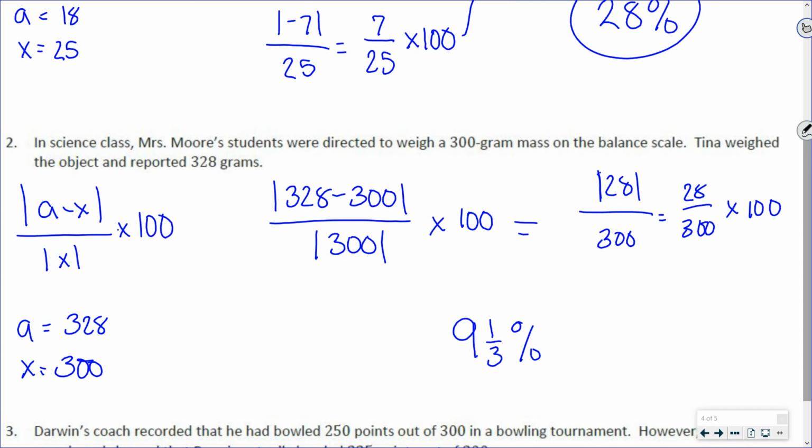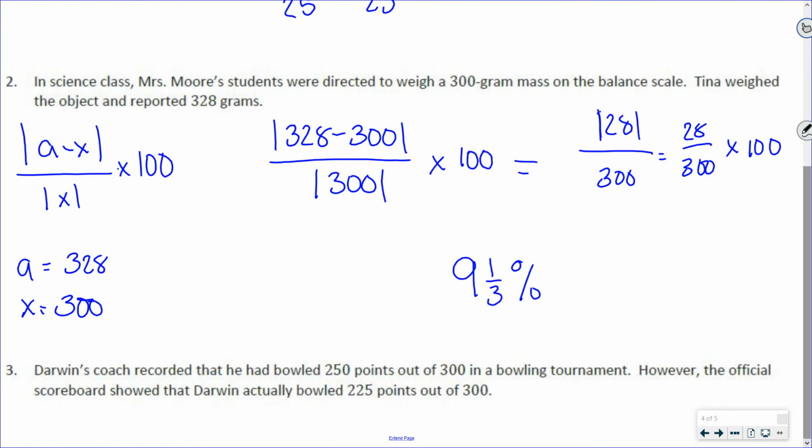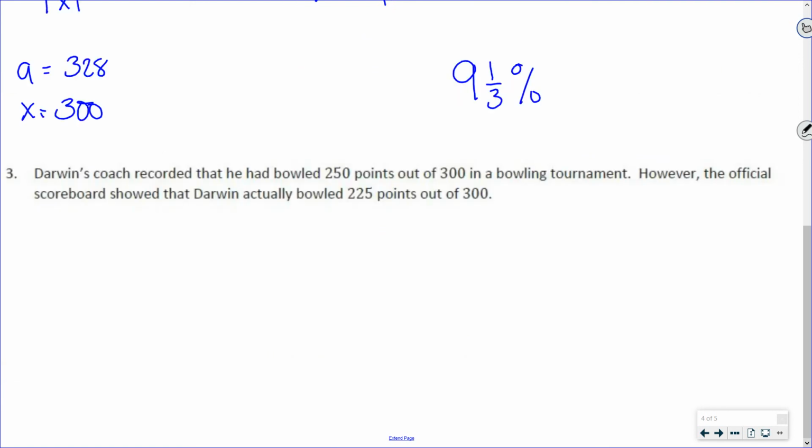All right, so let's look at this last problem down here at the bottom, and then we're done. Darwin's coach recorded that he had bowled 250 points out of 300 in a bowling tournament. However, the official scoreboard showed that Darwin actually bowled 225 points out of the 300. So what is Darwin's coach's error?